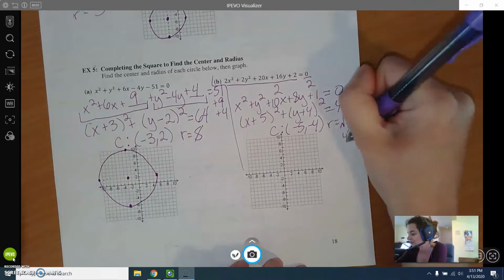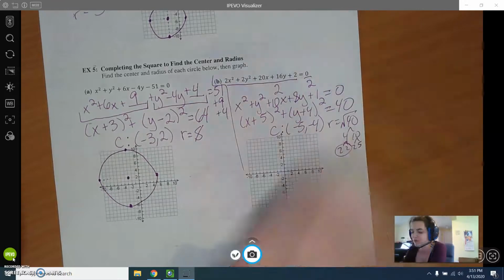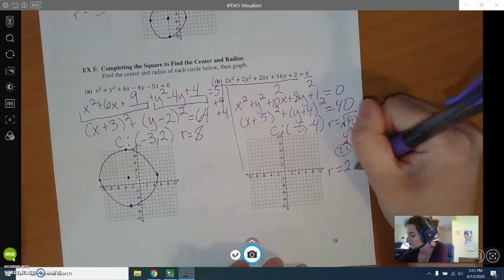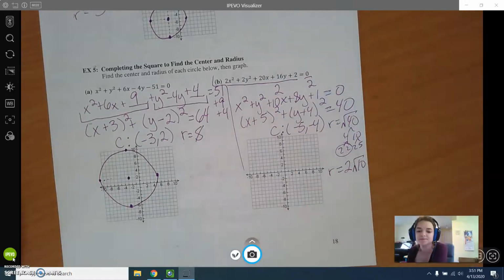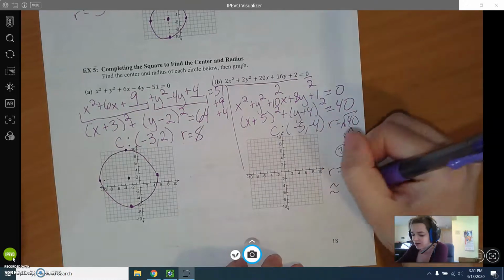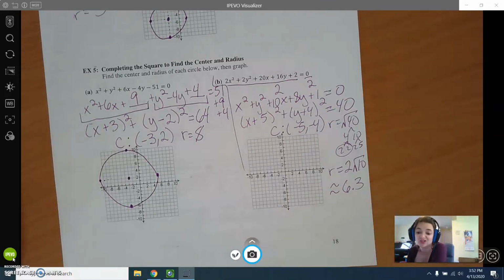So 40 is 4 times 10. And just breaking all of that down, we do have a pair of 2's that we could take out. So the exact radius would be 2 square root of 10. So if you need the exact radius, that would be it in simplified form. If you're actually graphing it like we're about to do, you probably want a decimal. So if you type in the square root of 40 in your calculator, you're going to get about 6.3, so that we can at least graph it.